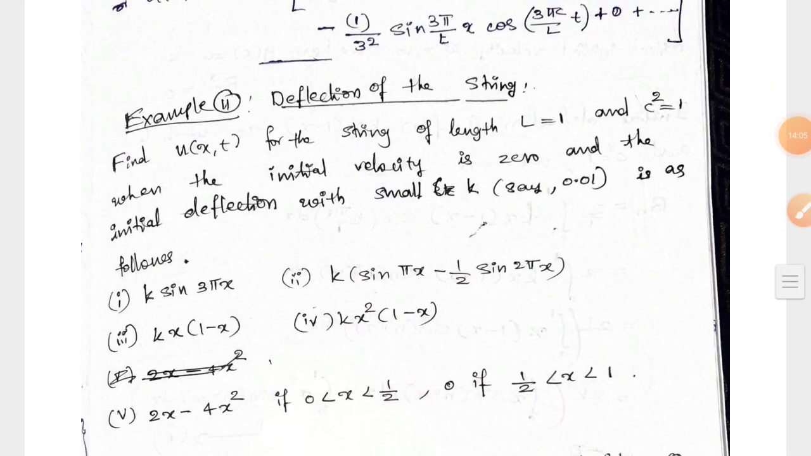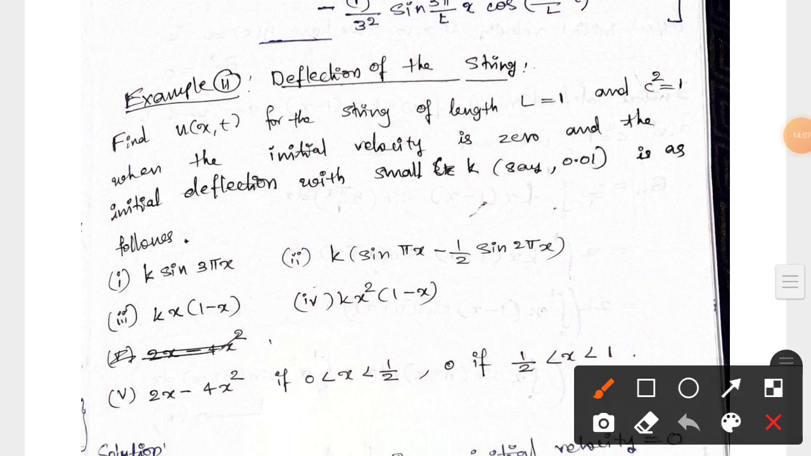The next example has 4 questions. Same: find u of x,t for the string of length L is equal to 1 and c square is equal to 1 when the initial velocity is 0 and the initial deflection with small k is given like this.